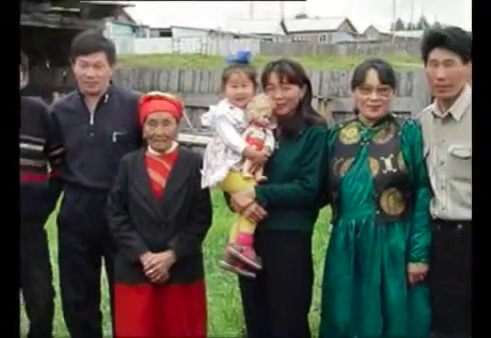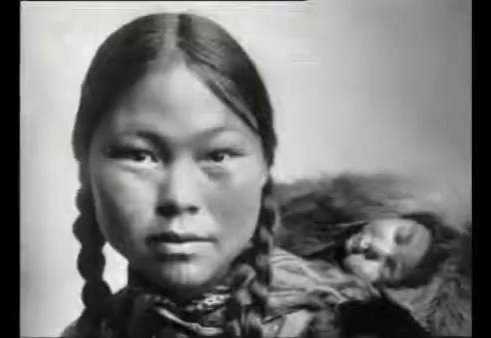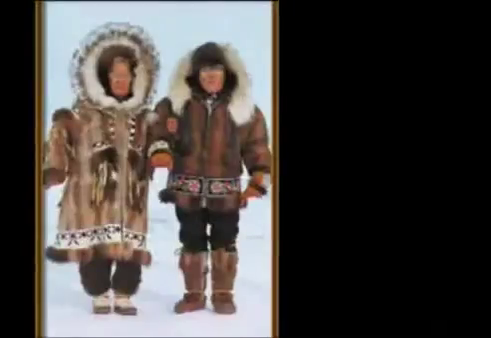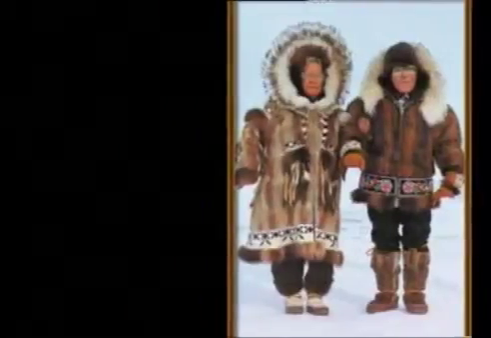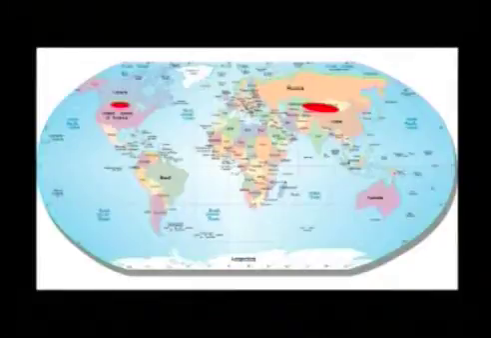Let us see the Central Mongoloid. The people of Siberia, Northern China, Mongolia, Tibet represent the Central Mongoloid. Number two, the Arctic or Eskimoid. The Eskimoids are distributed in Northern Asia, the Arctic coast of Northern America, Greenland, Labrador, and Western Alaska.